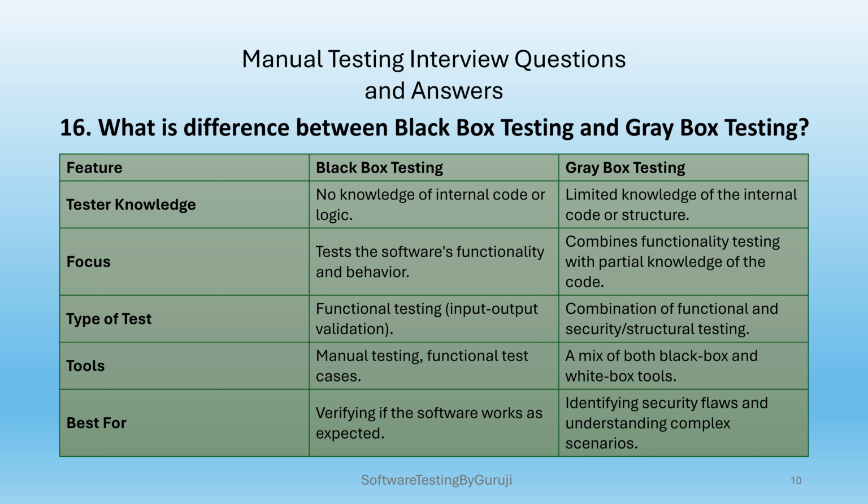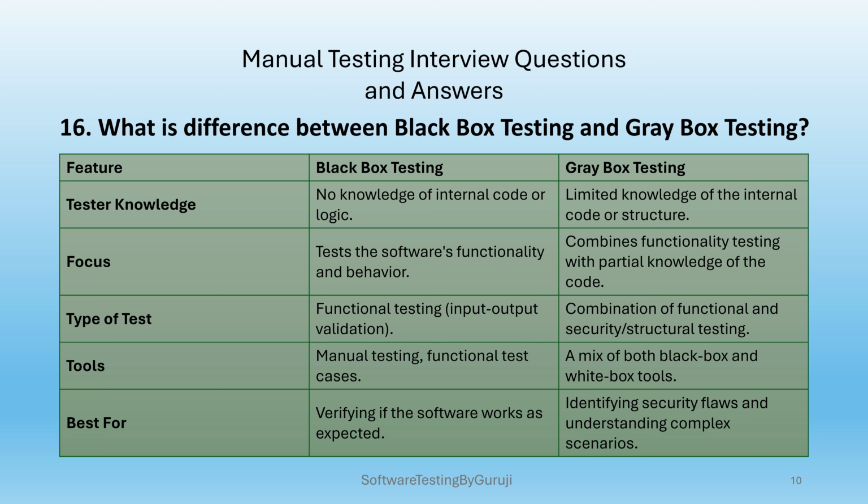tester knowledge: limited knowledge of the internal code or structure. Black box testing focuses on testing the software functionality and behavior. Gray box testing focuses on combining functionality testing with partial knowledge of the code. Black box testing, type of test: functional testing, input output validation. Gray box testing, type of test: combination of functional and security or structural testing.